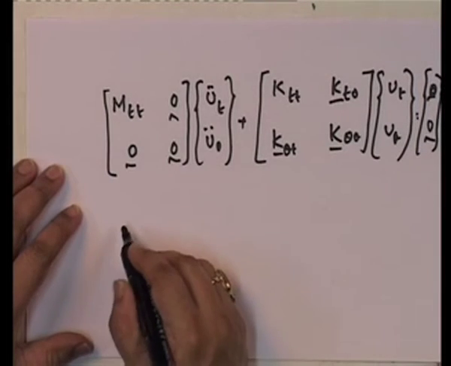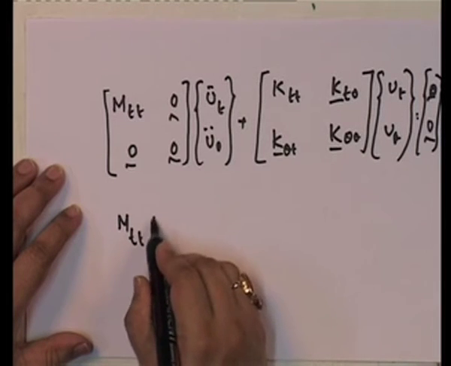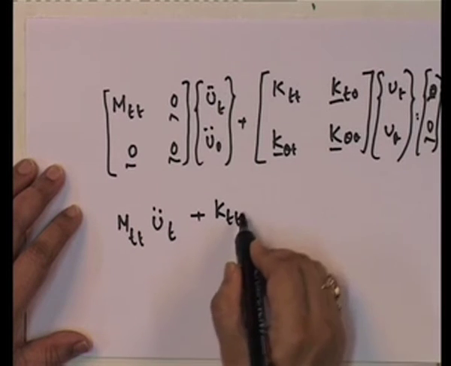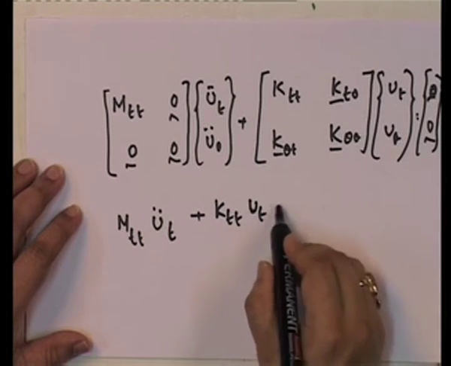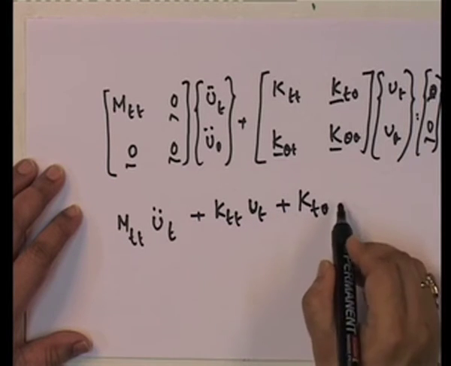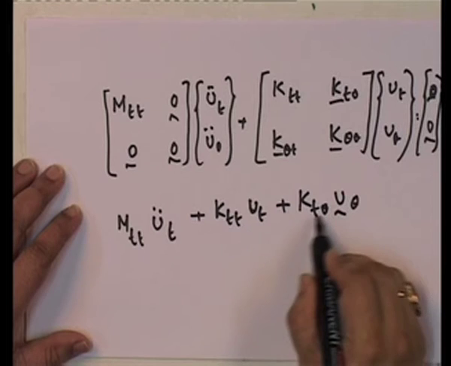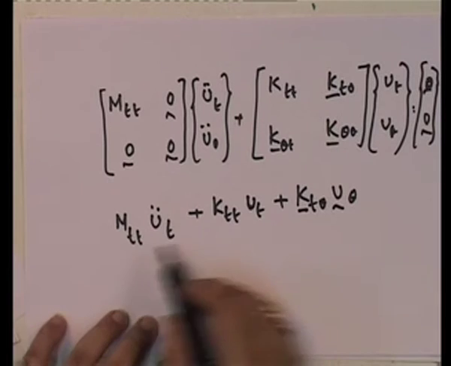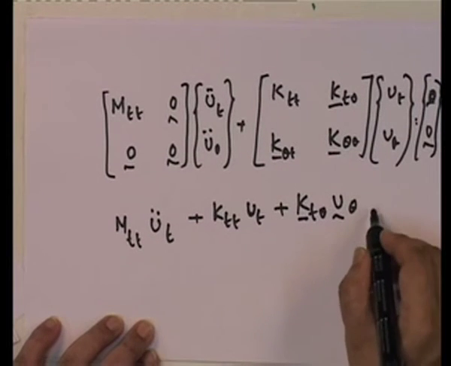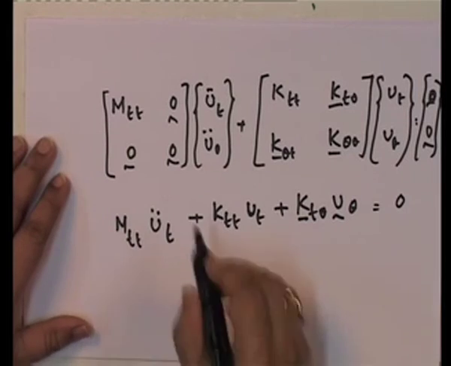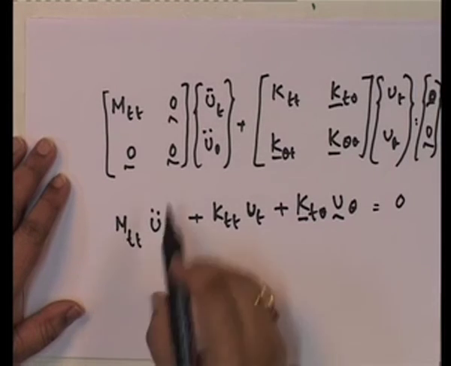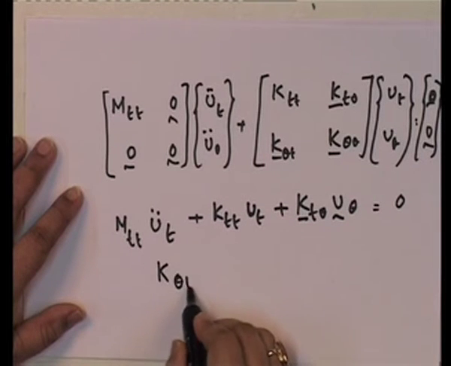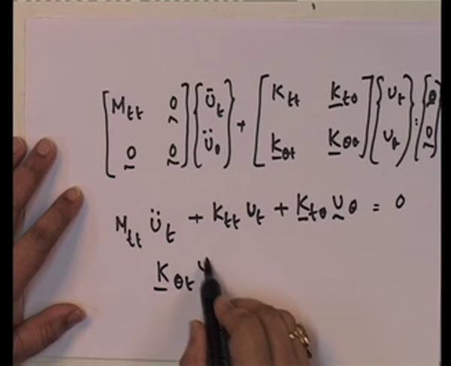Okay. So, if I do this, let us now write down the equations. The top equation comes this way: m t t into V t, 0 into this, plus k t t into V t plus k t theta into V theta. Note that this is a 1 by 2 into 2 by 1. So, this is a 1 by 1. So, this is actually a scalar, and this is equal to 0, and the other one is equal to, note that 0 into V t plus 0. So, this one does not show up. So, this comes up as k theta t into V t.